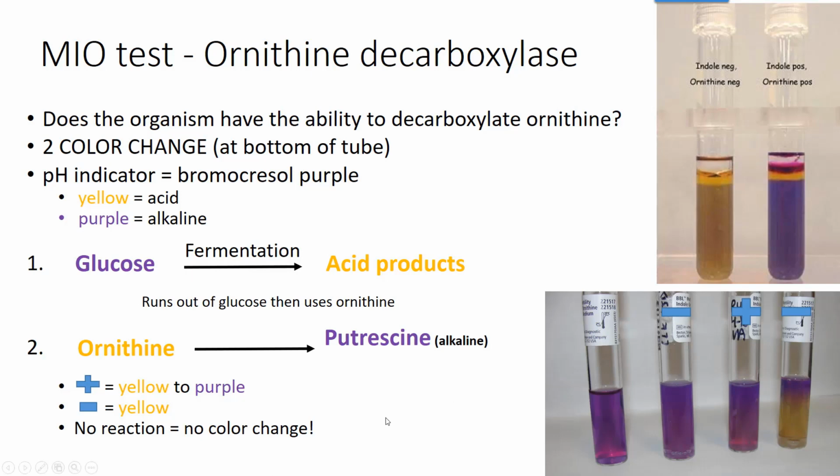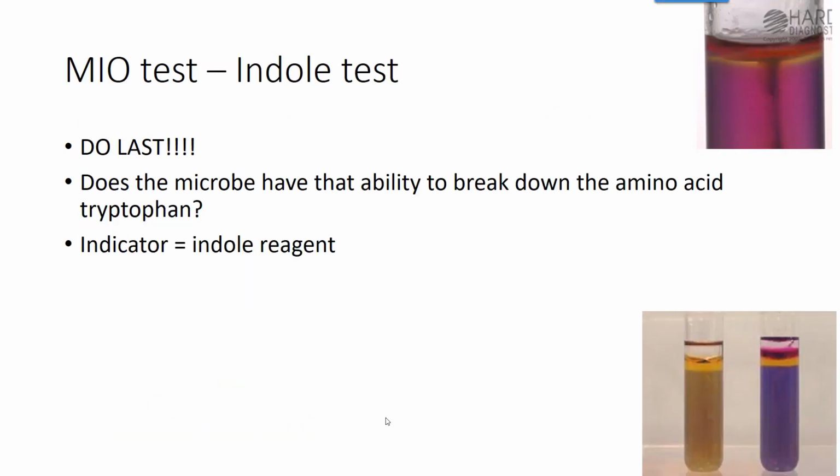Now, the other test, the Indole test for the MIO, and we do it last for a reason, because we have to add something to it. For the Indole test, our substrate is tryptophan, and we want to know if our bacteria can break down tryptophan. If it can, the product is indole. So it's called an indole test because we're testing for the product indole. So substrate is tryptophan, product is indole, and our indicator is called indole reagent. It's a reagent that tells us if there's indole present.